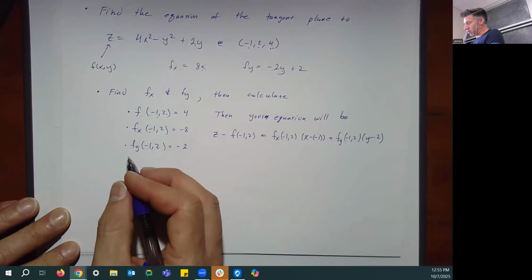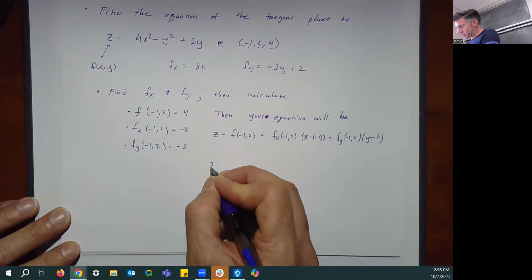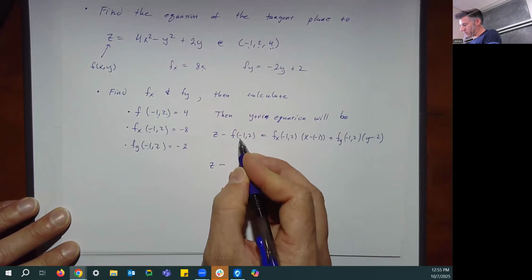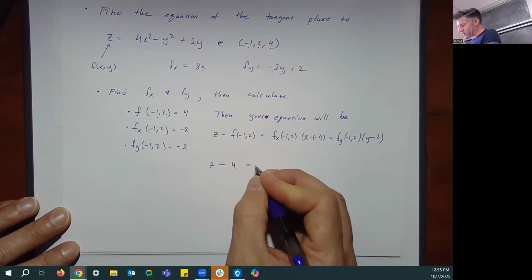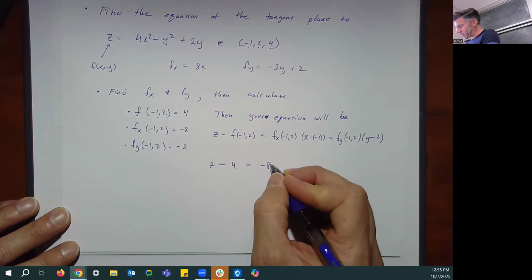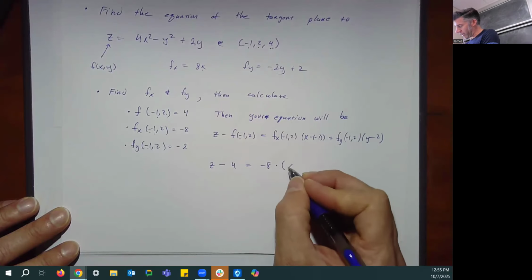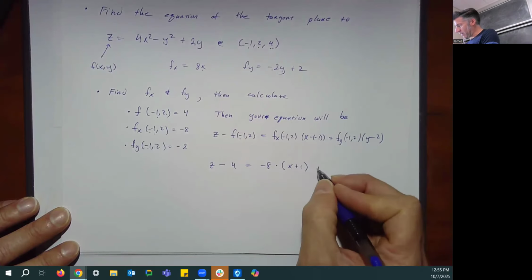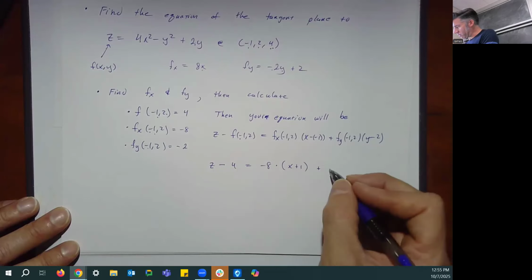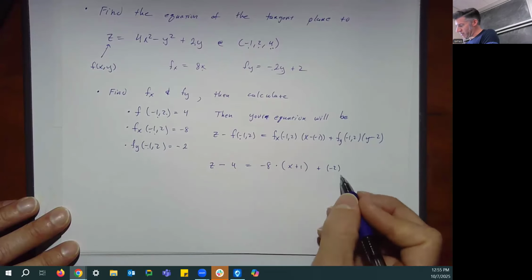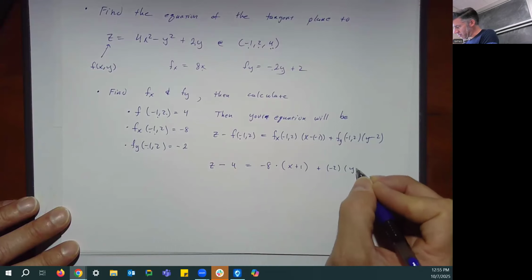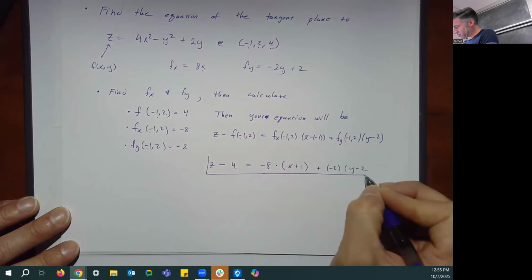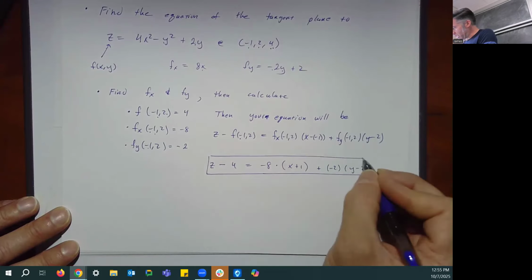Now we're going to say that our equation is going to be z minus my f of negative 1, 2, which is 4, equal to my fx, which is negative 8, multiplied by x plus 1, or x minus minus 1, plus my fy, which is negative 2, times y minus 2. That's the equation of the tangent plane.